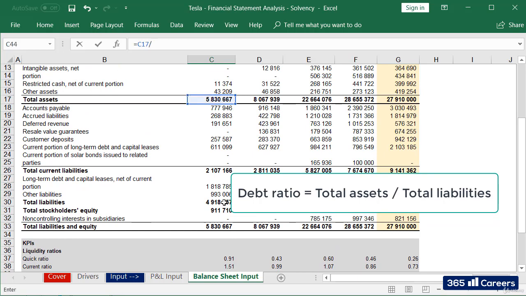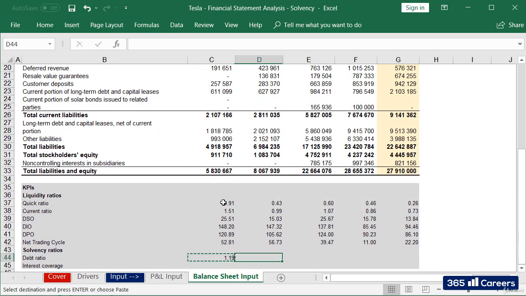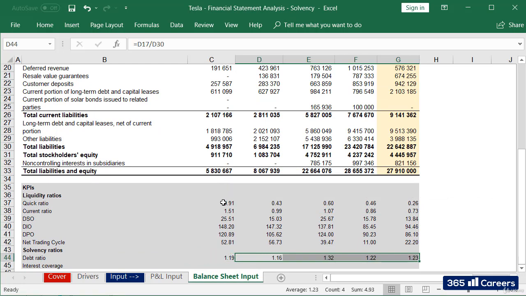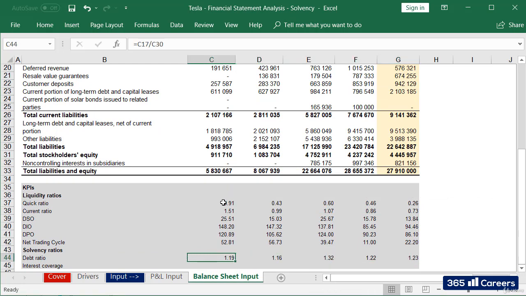Of course, the most obvious rule of thumb regarding the debt ratio is that it has to be higher than 1. Actually, it is much better if the ratio is 1.5 or higher. In Tesla's case, the debt ratio stays in the range of 1.2, with the exception of 2016 when it reached 1.3. This is a slightly lower debt ratio than the one we were hoping to see.